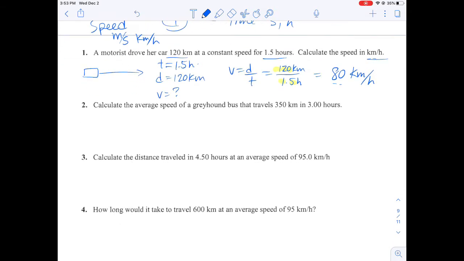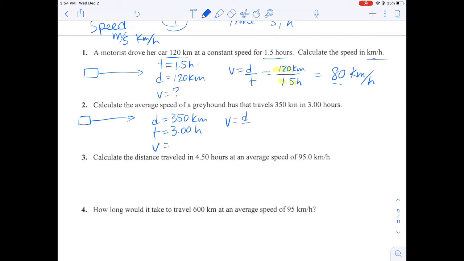Here they've got calculate the average speed of a Greyhound bus that travels 350 kilometers in 3 hours. So my bus looks suspiciously like my car. It travels a distance of 350 kilometers. Its time is 3 hours, but it's 3.00 hours. So you can see that I've got 3 sig digs for distance and 3 sig digs for time. It's asking for the speed. It doesn't ask what units it'll be, so kilometers per hour should be fine.